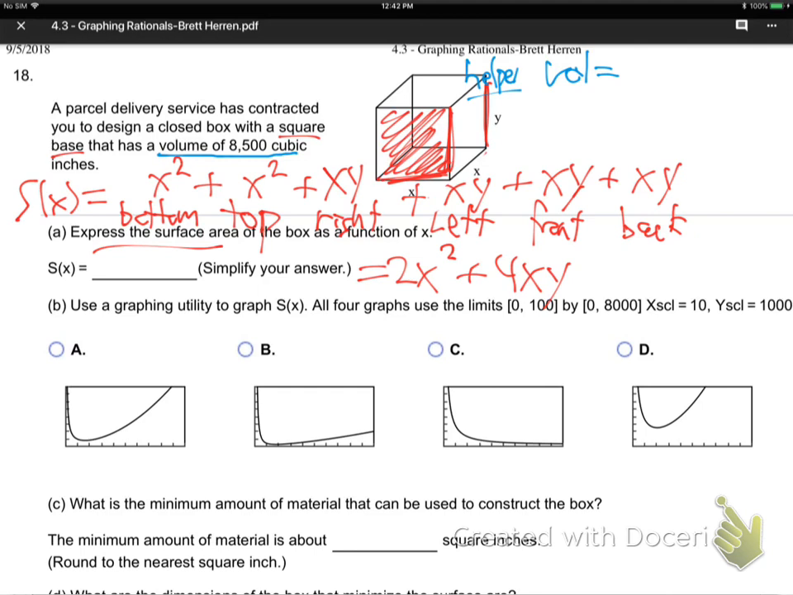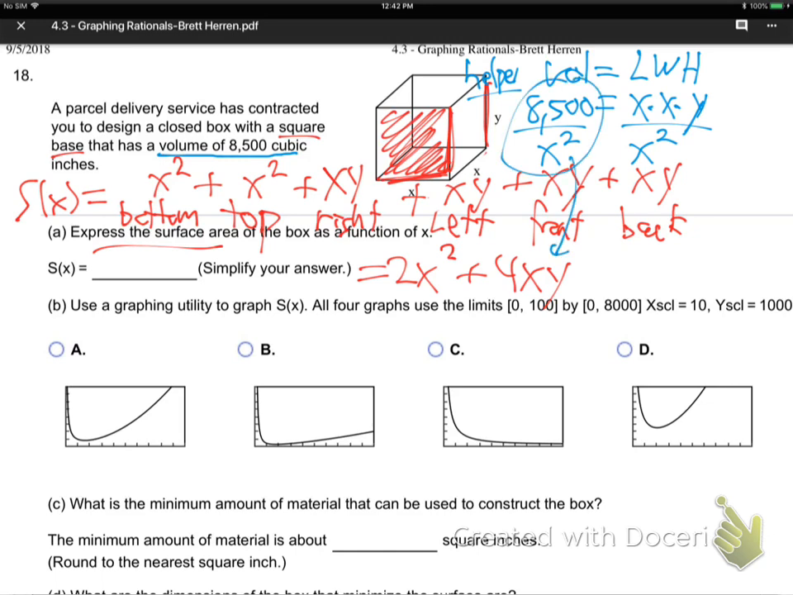Now what's the volume of a 3-dimensional shape? Length times width times height. So that's x times x times y. The volume is what? 8,500 is x squared y. Everybody see that? Volume is the 3 sides. So what are we supposed to do? Just what we did last time. Solve for y, substitute it into the main. So solve for y, divide by x squared. So there's y, plug it in for y right there. So what do we get?